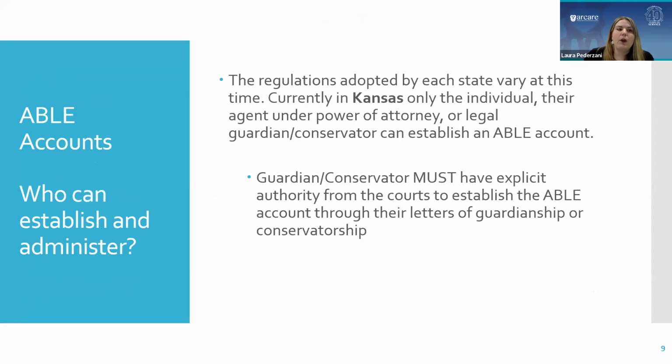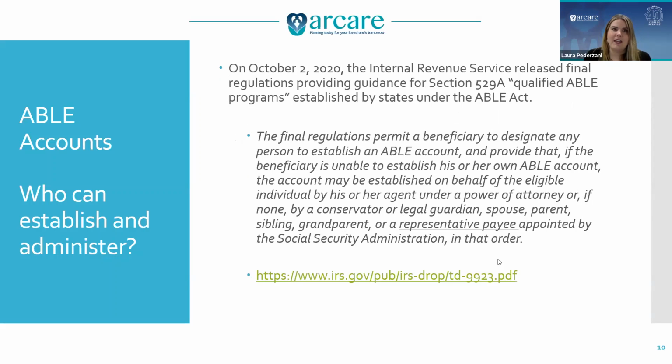Moving forward, we're going to talk about, again, who establishes and administers those. Right now, the regulations adopted by each state vary as far as who can open an account. Currently in Kansas, only the individual with disability, their agent under power of attorney, or their legal guardian or conservator can establish an ABLE account. And not only that, the guardian and conservator must have explicit authority from the courts to be able to establish the account through their letters of guardianship or conservatorship. This has created a hurdle for a lot of our families whose letters of guardianship do not explicitly state that. So they had to go back and petition the court to revise those. And so it's been a little bit difficult to navigate that currently in the state of Kansas.